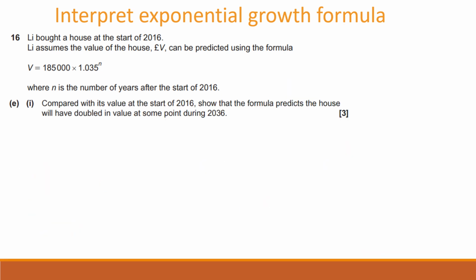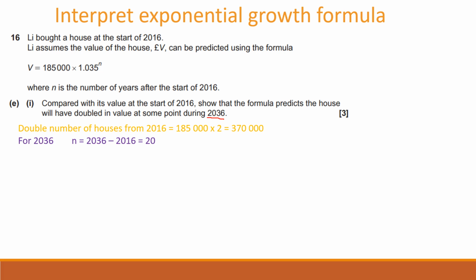Now part E of this question, we've got to compare its value at the start of 2016 and show that the formula predicts the house will have doubled in value at some point during 2036. So that is between the year 2036 and the year 2037. So we've got to see what is going on. So initially, if I just look at the house price in 2016 and double it, I get 185,000 times by 2, which gives me 370,000.